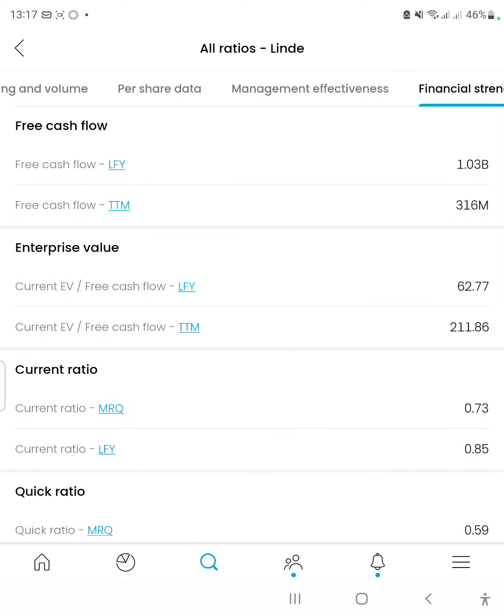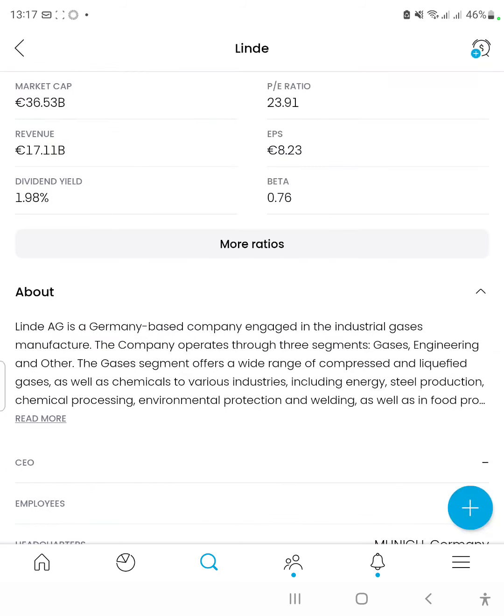Free cash flow, which is the amount of cash available that the company could pay out to shareholders, is 1.03 billion euros, which is really good. It's always good for a company to have a lot of cash. And yeah, I believe that's it. So those are all the key ratios relevant to the company Linde.